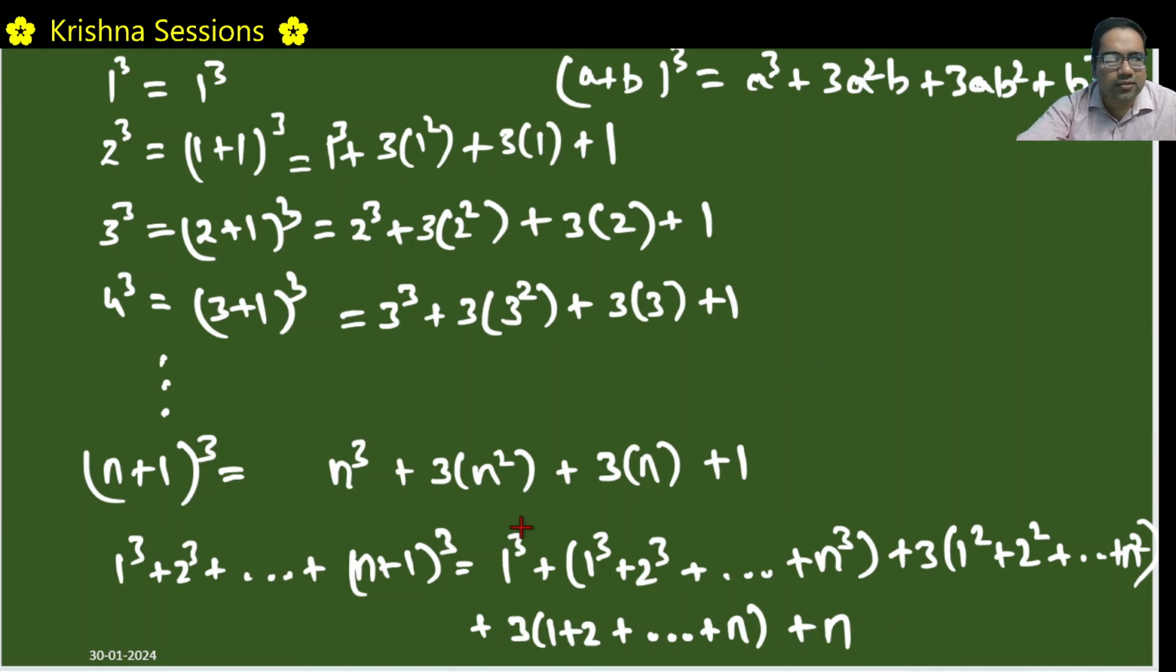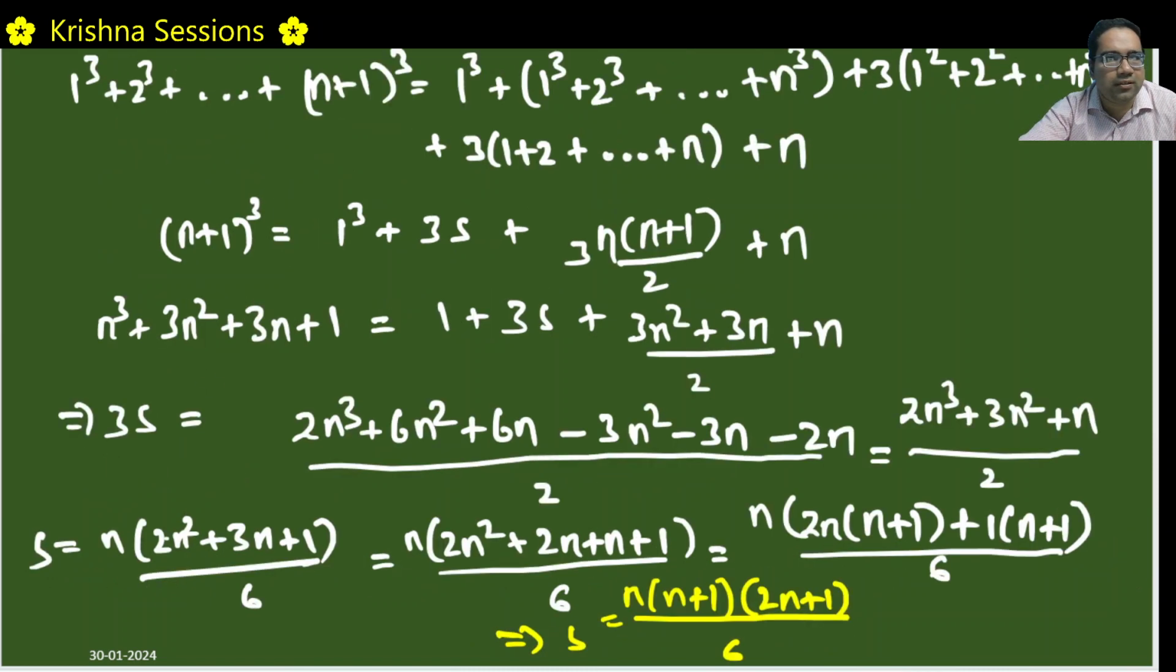Right. So now here we are. If you see, a lot of terms we can cancel. 1 cube up to n plus 1 cube, up to n cube is anyway common here. We can cancel this n cube, this entire part: 1 cube plus 2 cube plus up to n cube, we can directly cancel. Let's do that. Let's cancel this part and whatever this part.